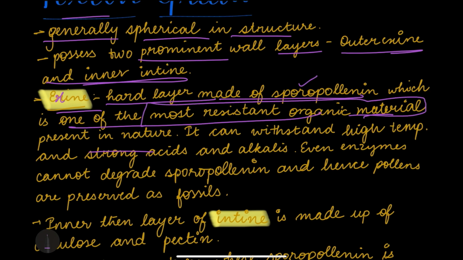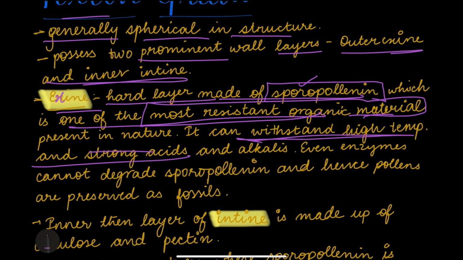This is a very important point from the NEET point of view. Sometimes they make one or two questions from this topic itself about exine, that it is the most resistant organic material. It is made up of sporopollenin. Okay, it can withstand high temperature, strong acids, and alkalis. Even enzymes cannot degrade sporopollenin.